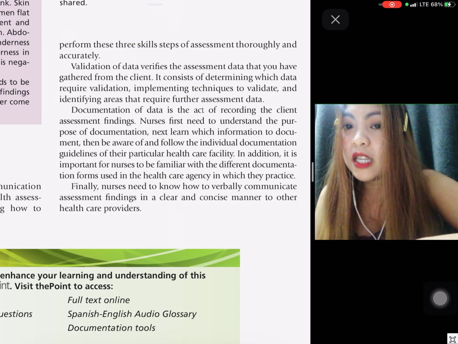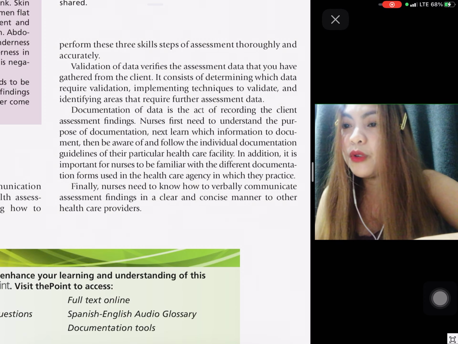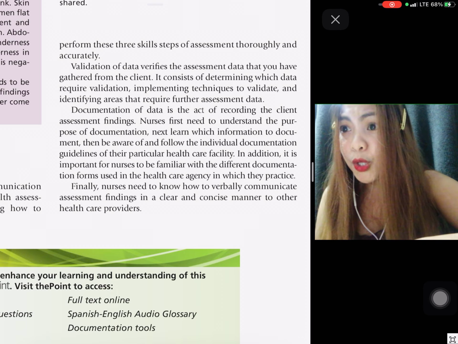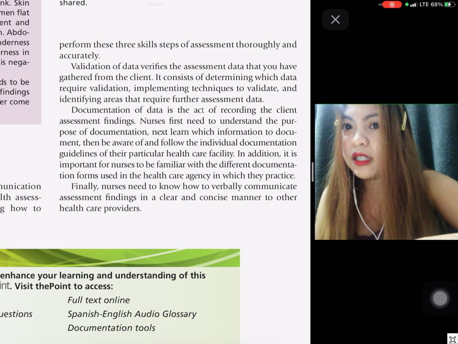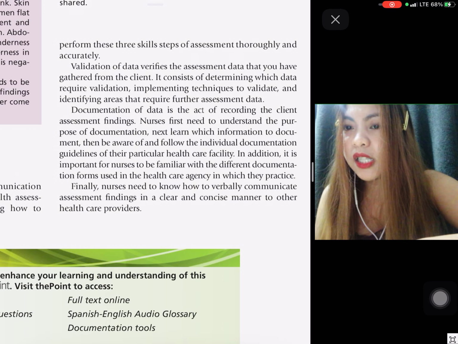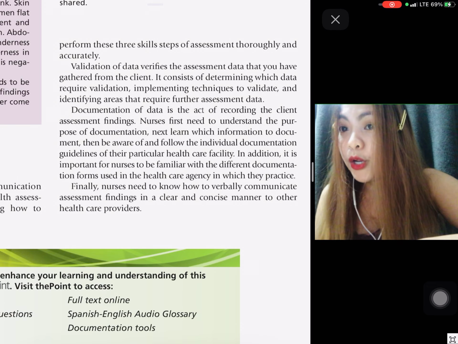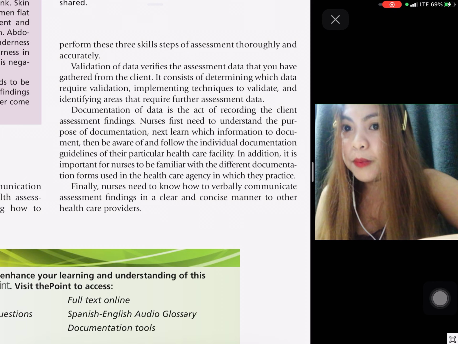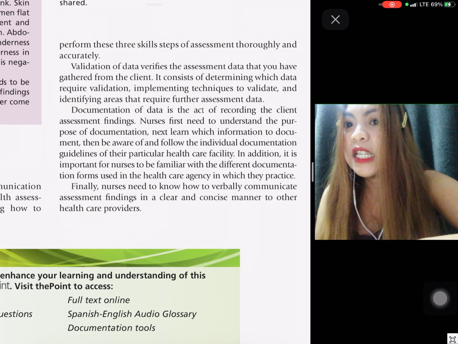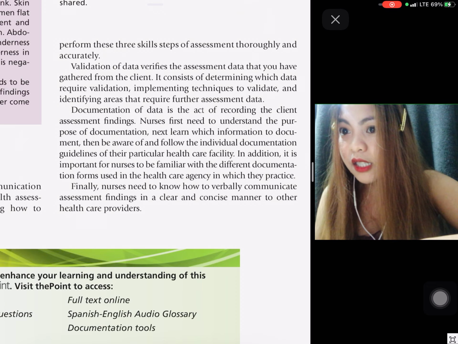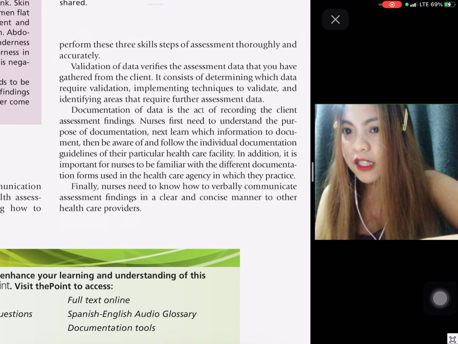Nurses first need to understand the purpose of the documentation. Next, learn which information to document. Be aware and follow the individual documentation guidelines for the particular healthcare facility. In addition, it is important for nurses to be familiar with the different documentation forms used in the healthcare agency in which they practice. Finally, nurses need to know how to verbally communicate assessment findings in a clear, concise manner to other healthcare providers. So, that's it.